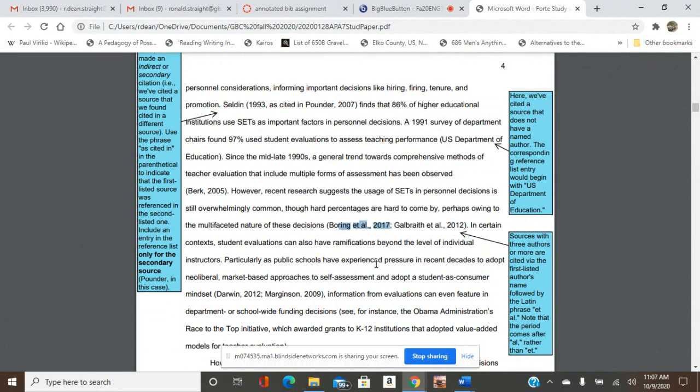In the 7th edition, they changed it. It literally is any source with 3 or more authors in in-text citation now just gets et al. and then the date of publication. Remember, it's et space al period, then a comma. So "et al." is together. It's not shortened. It's a Latin phrase. I've seen it done in some weird ways.